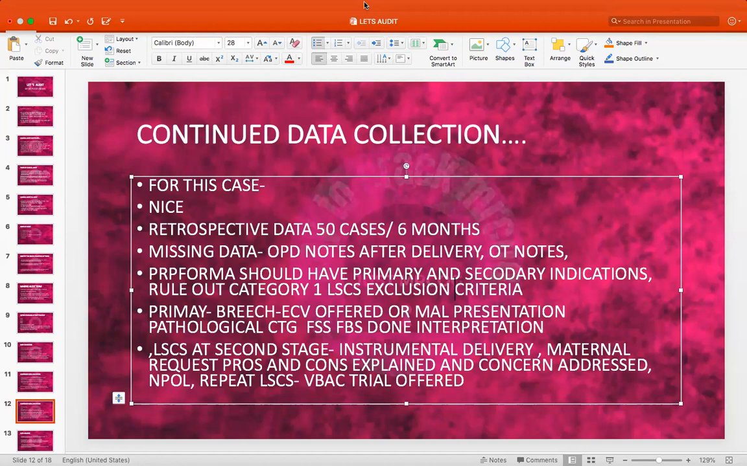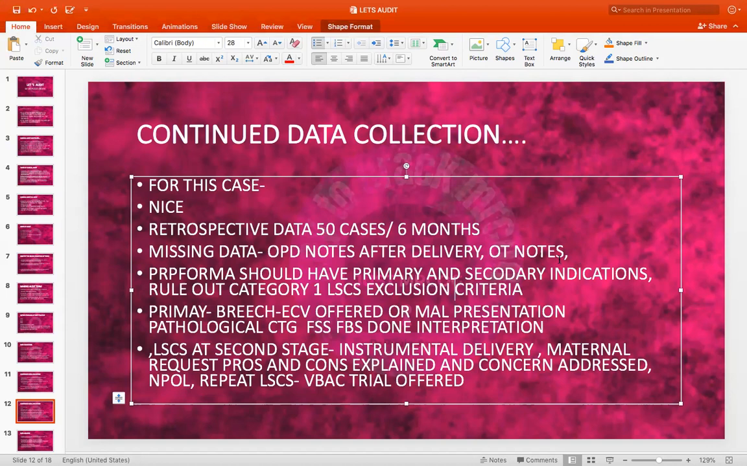So we are going to follow NICE. We are going to collect retrospective data, maybe 50 cases or 6 months. To compensate for missing data, we are going to go through the OPD notes after delivery, operation notes, and the labor ward notes as well. Performer should have two kinds of indication, like primary or the repeat, or secondary. You can say secondary or you can say repeat as well. I think repeat would be more appropriate. So it is going to be repeat.